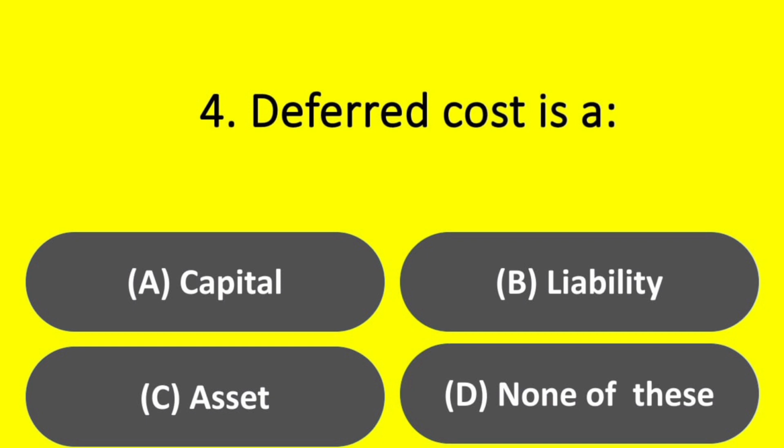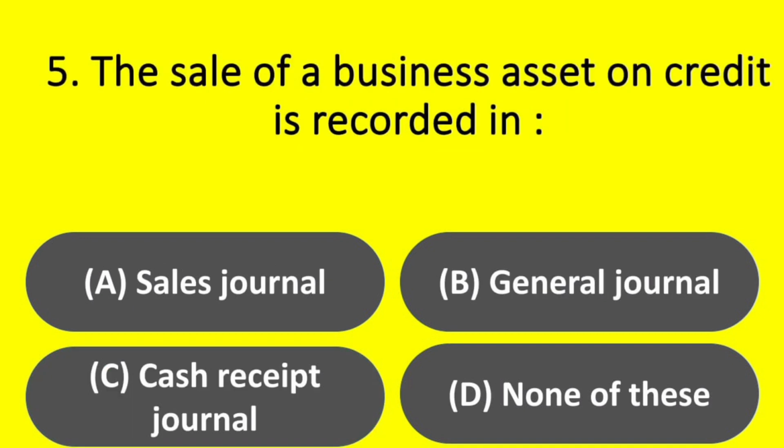Deferred cost is a options capital, liability, asset, none of these. Answer. Option C, asset. Next question.